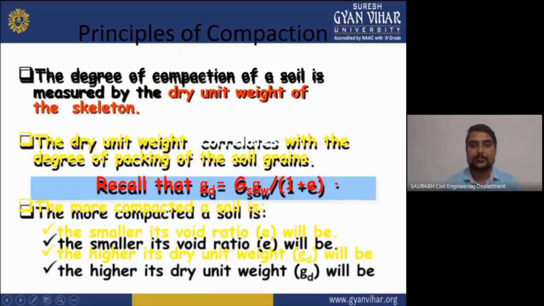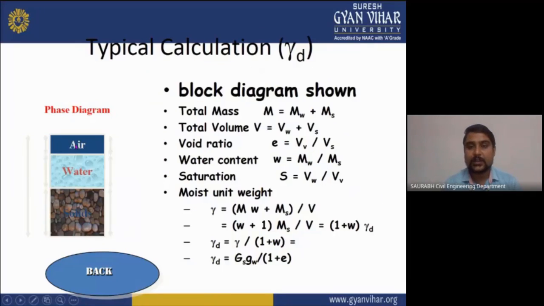The degree of compaction of soil is measured by the dry unit weight of soil. The dry unit weight of soil will increase by doing the compaction. If you see the more compacted soil, it has more dry density compared to normal soil. The higher its dry unit weight, gamma d will be higher. Now we will see how we calculate gamma d, which is equal to the bulk density of soil. The block diagram is showing the phase diagram.